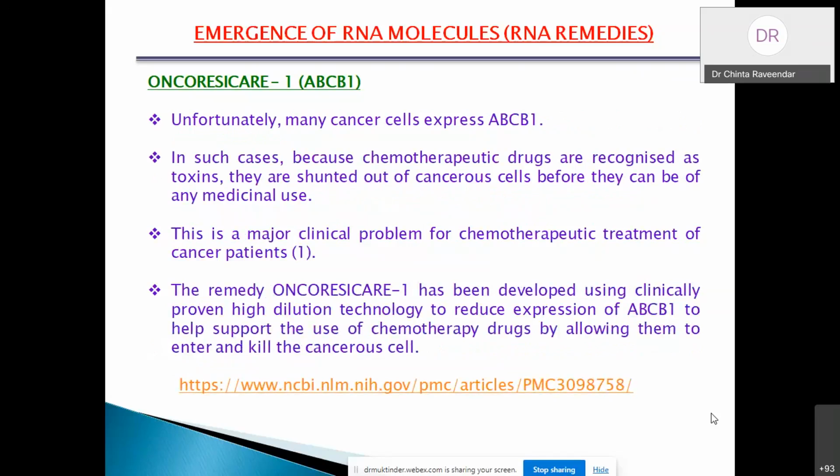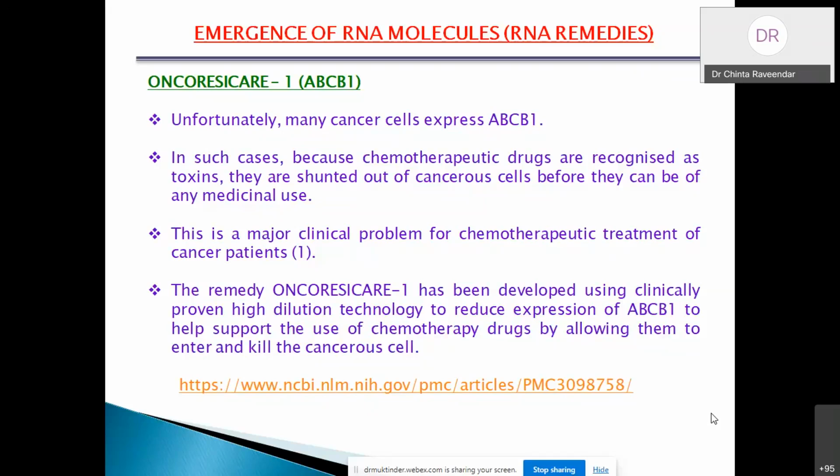So unfortunately, many cancer cells express this gene. See, ultimately, again, this is told by the medical oncologist only. Every cancer cell overexpresses this gene, which means the so-called chemotherapy drug is not going to work. Because chemotherapy drugs are recognized as toxic, they are shunted out of the cancerous cells before they can be used as any medicine. How pitiful. They are trying to treat, but it is being thrown away. So this is a major clinical problem for chemotherapeutic treatment of the cancer patient.